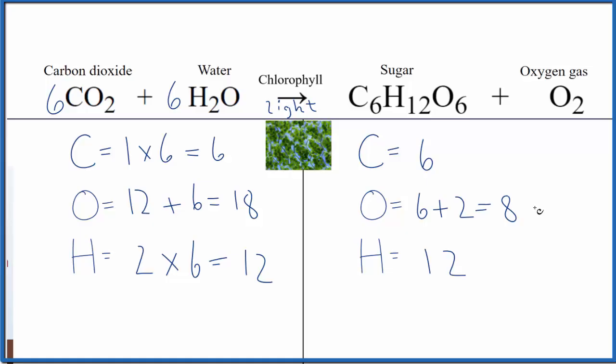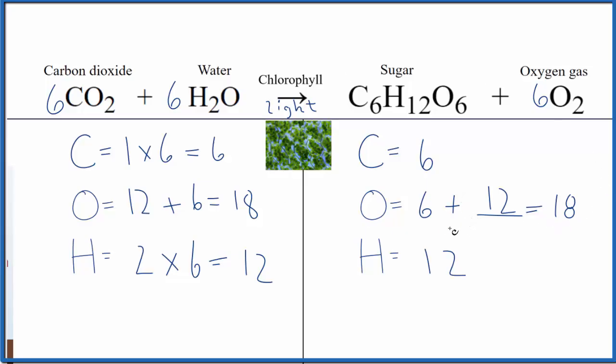And all we need to do is get 18 oxygens on this side, and we've balanced the equation for photosynthesis. Let's do that. It's probably best to think of it, we have 6 plus some number is going to equal 18. 6 plus 12 equals 18. So I need 12 more oxygens. 6 here, 2 times 6, that's 12. 6 plus 12 is 18. We're done. We've balanced this equation.